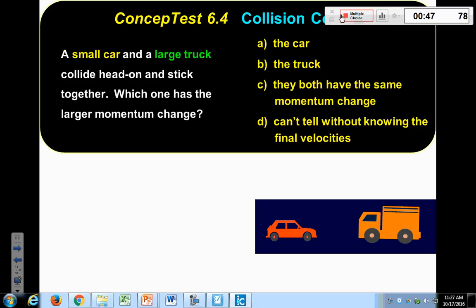I'm going to stop at 52. 52. So a few more seconds, so get in your answers.